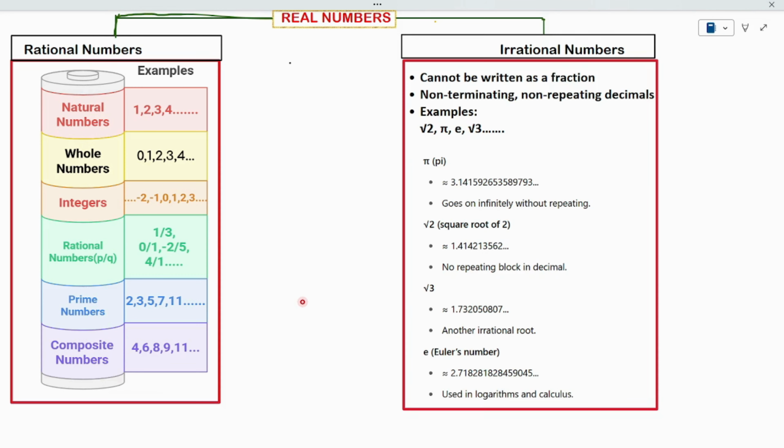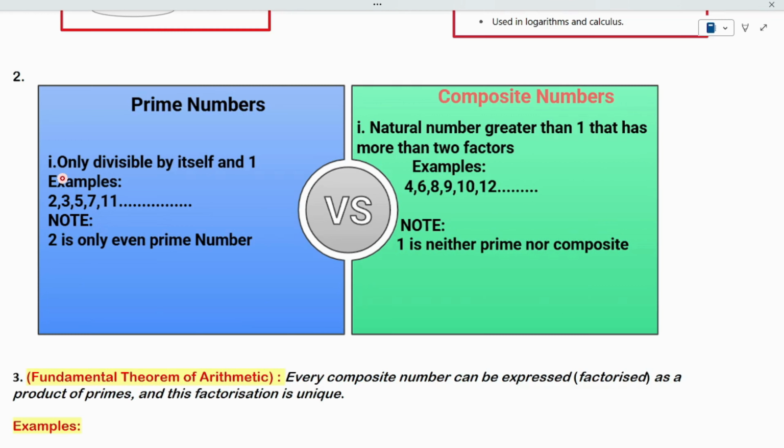Next, prime numbers. What is a prime number? A prime number is any number which is divisible only by itself and 1. Then only I can call it a prime number. Let's say, for example, consider 2. 2 can be divided by 2 itself as well as by 1 only. So, there is no other number which can divide 2. So, I can say 2 is a prime number.